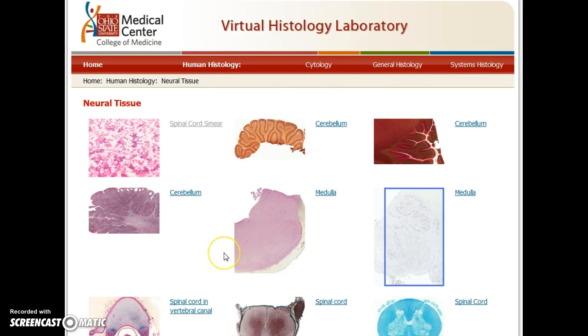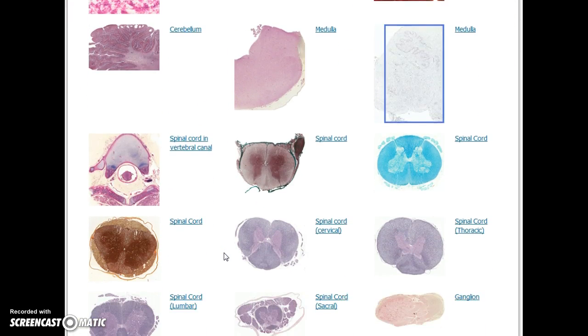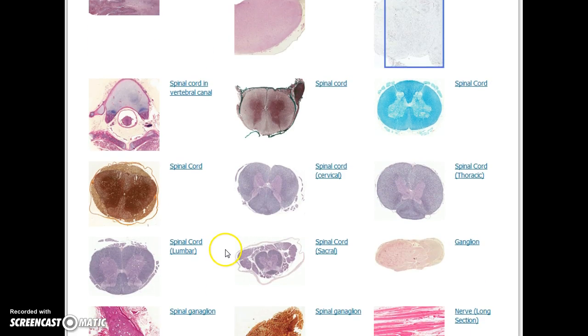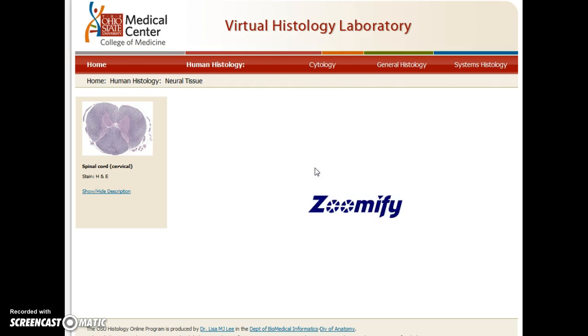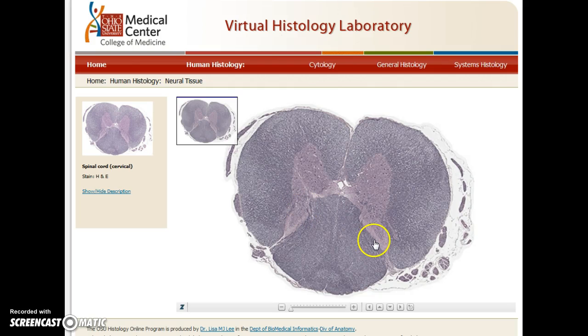Then we want to take a look at the spinal cord. And I think we'll look at the cervical region. Yes, this is a good one. Okay. So the first thing that I look for is that I can tell the difference between gray matter and white matter. Remember that gray matter is going to be the cell bodies and unmyelinated axons, and white matter is going to have myelin on it, myelinated axons.